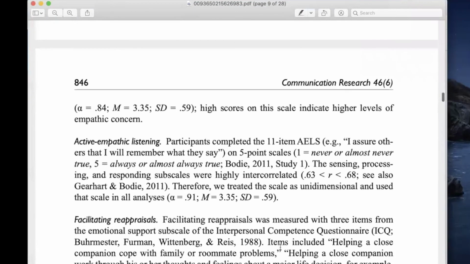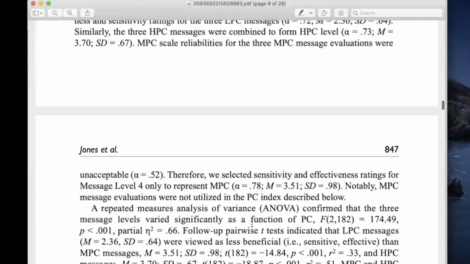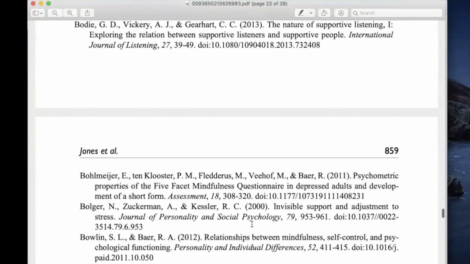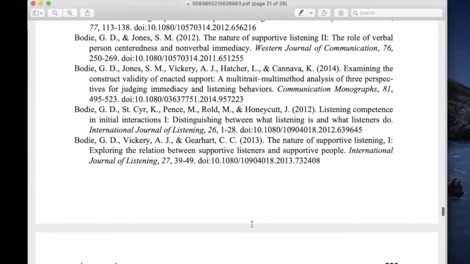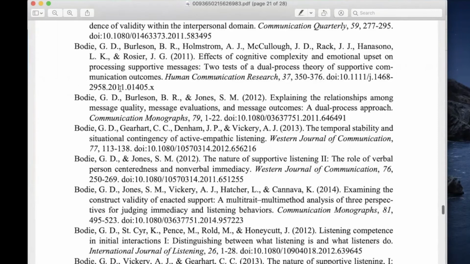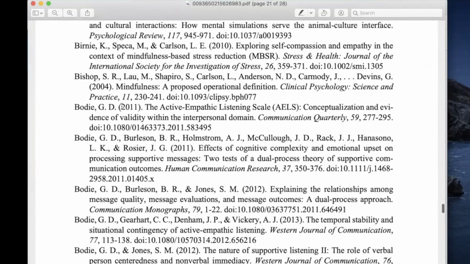Okay, let's say you wanted to look up how to find one of these measures or to get the items or the questions, so that you can use it in your own study or project. Let's use the active empathetic listening option as an example. You can see here that the reference is right there, and apparently it was from study 1 in this paper. So if we scroll down and go to the reference list, and look for the 2011 paper, oh yeah, there it is. The Active Empathetic Listening Scale: Conceptualization and Evidence of Validity Within the Interpersonal Domain.